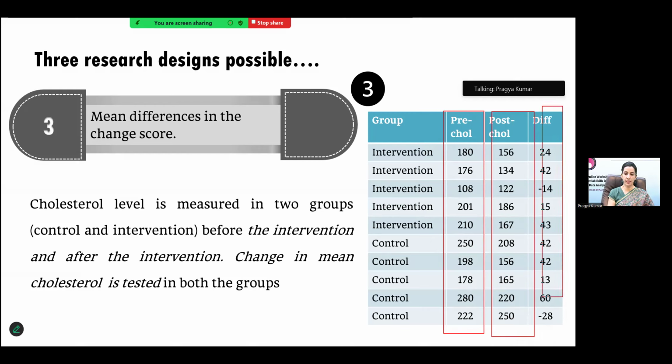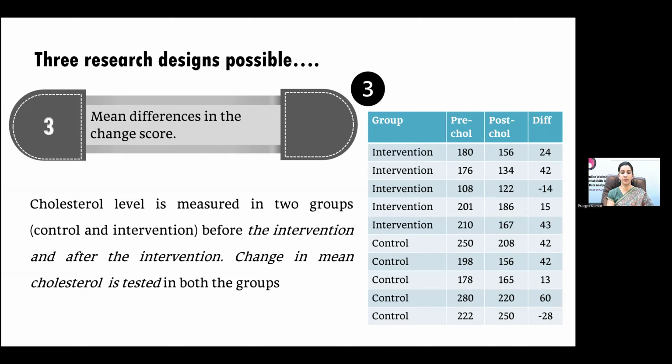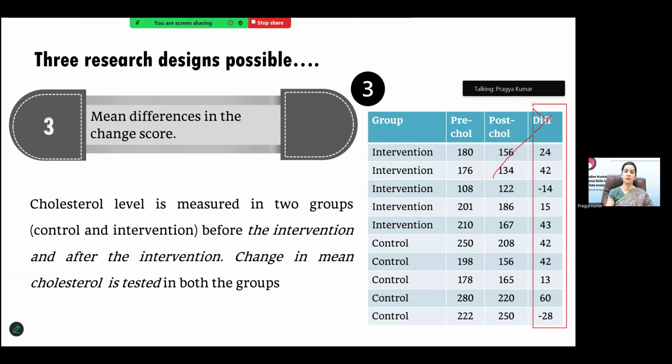So in this case, the third one, initially we have seen the other two independent sample t-tests, like pre and post cholesterol, but the ideal would be if you measure the difference, meaning what was the change from the baseline. For that also, you can use the independent sample t-test, when you measure the mean change in the intervention group and the mean change in the control group, seeing whether there is any statistically significant difference between these two or not. Then we will go with this independent sample t-test.